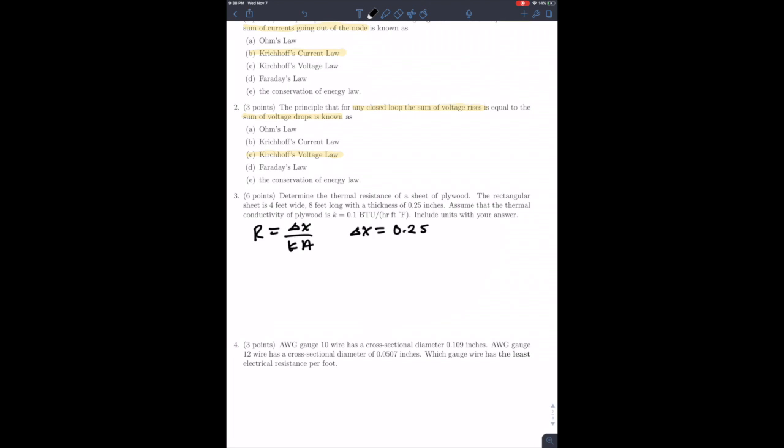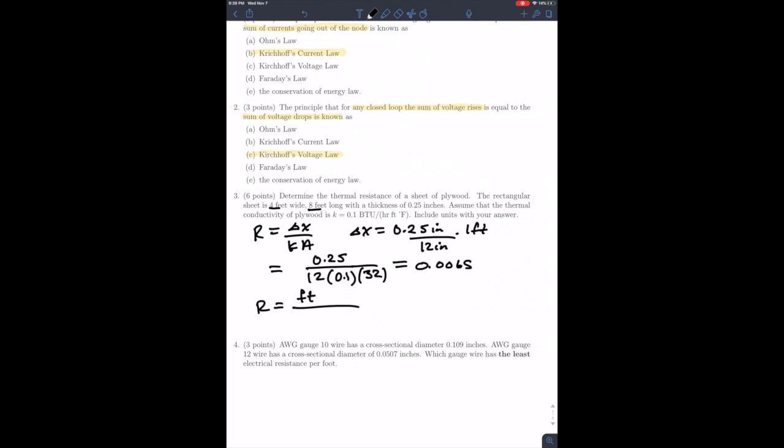We have it as 0.25 inches, and we know there are 12 inches in 1 foot, so we've converted that to feet. Plugging that in, we get 0.25 divided by 12, divided by K, and then the area is 4 by 8, so that's 32 square feet. And we get this number, 0.0065.